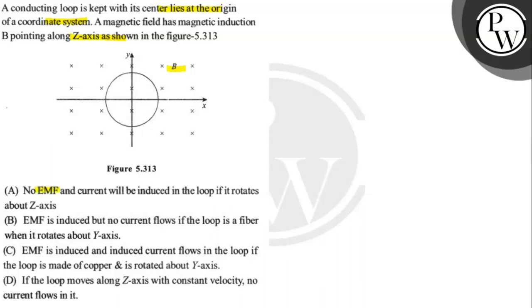Option A, no EMF and current will be induced in the loop if it rotates about the z-axis. Option B, EMF is induced but no current flows if the loop is a fiber when it rotates about the y-axis. Option C, EMF is induced and induced current flows in the loop if the loop is made up of copper and it is rotated about the y-axis. Option D, if the loop moves along the z-axis with a constant velocity, no current flows in it.